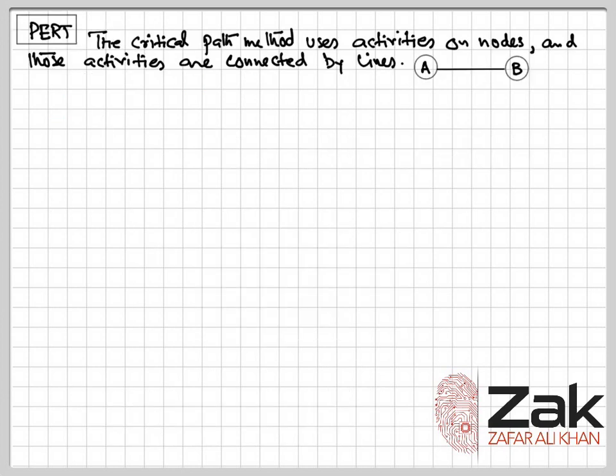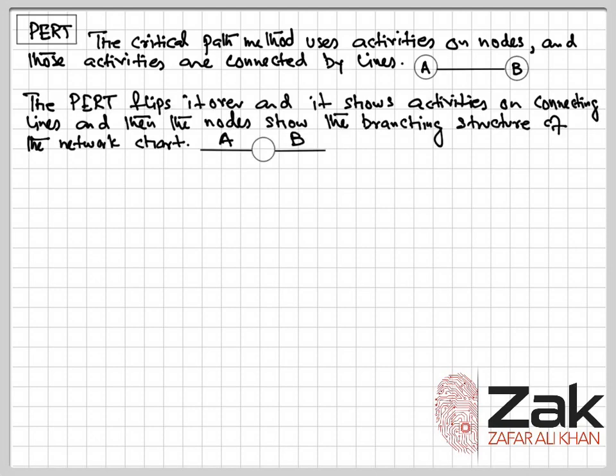The critical path method or CPM uses activities on nodes. These are the nodes, and these activities are connected by lines. Whereas PERT flips it over and shows activities on connecting lines like this. This is activity A and this is B, and then the nodes show the branching structure of the network chart. So that means that activities are connected through these nodes.